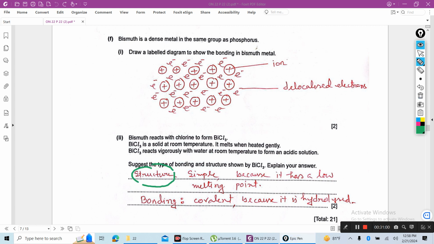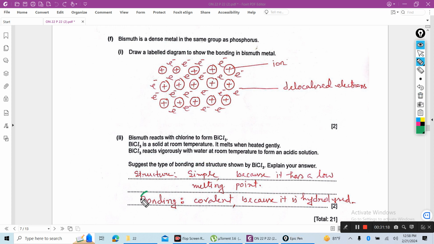Structure will be simple because it has a low melting point. Why? Because it melts when heated gently. That means it has a low melting point. So that's why it is a simple molecule.